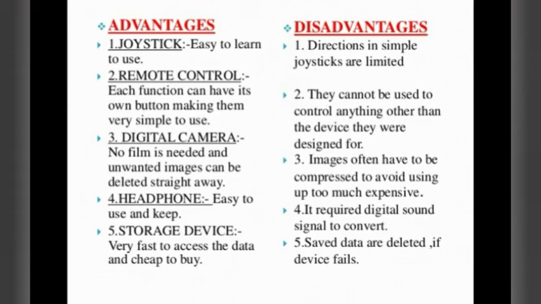Second, remote control. Advantage: each function has its own button, making them very simple to use. Disadvantage: they cannot be used to control anything other than the device they are designed for. Digital camera. Advantage: no film is needed and unwanted images can be deleted straight away. Disadvantage: images often have to be composed to avoid using up too much expensive memory.